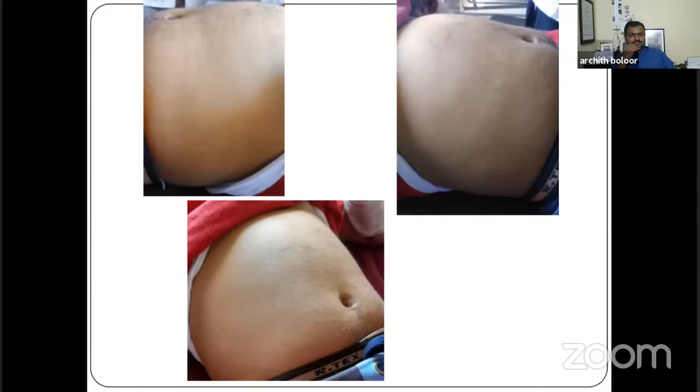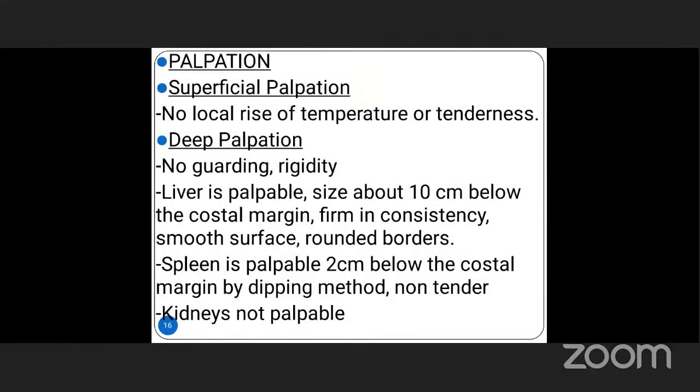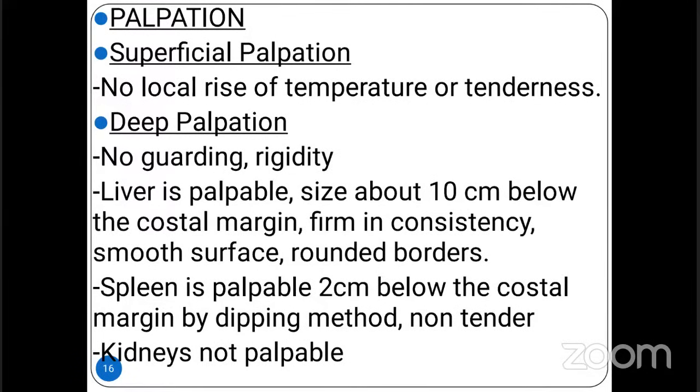Okay. Continue. Palpation: on superficial palpation, there is no local rise of temperature or tenderness. On deep palpation, there is no guarding or rigidity. Liver is palpable, a size of about 10 centimeters below the costal margin, firm in consistency, smooth surface, and rounded borders. Spleen is palpable 2 centimeters below the costal margin by dipping method, and it is not tender. Kidneys are not palpable.